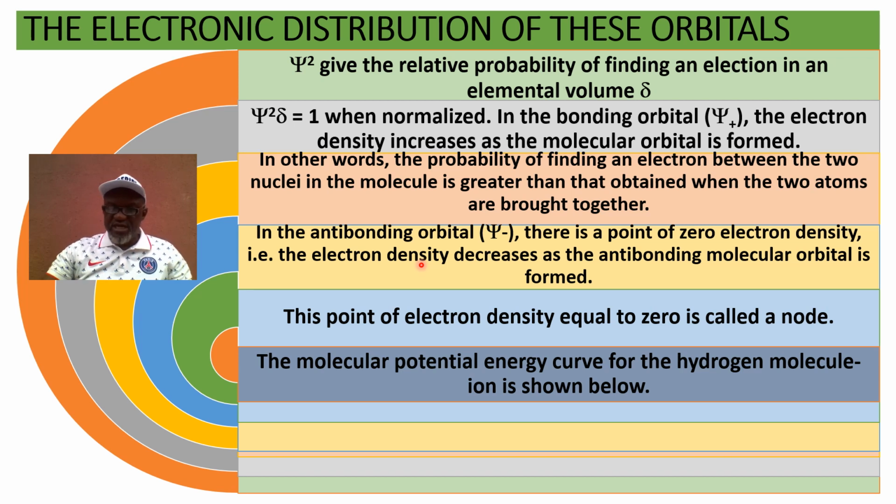I showed you a line in between the s orbitals when we had phi plus and phi minus. That is destructive interference, which now gave us a line in between the two orbitals, giving us antibonding. Now let us look at the potential energy curve for this hydrogen molecule.